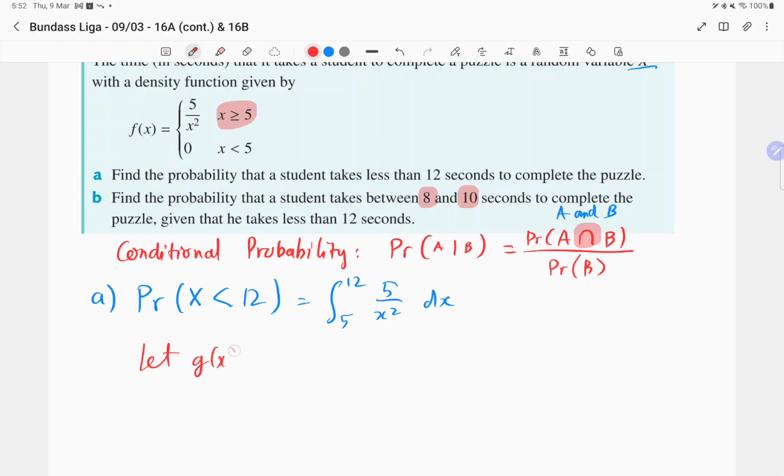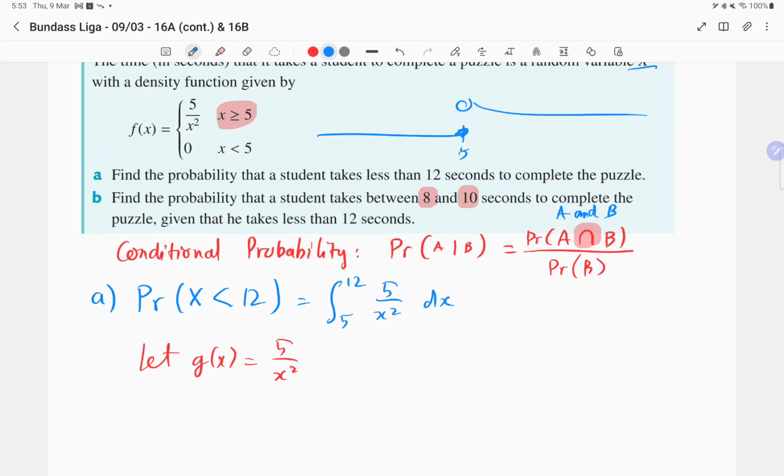Now, maybe try this. Let small g of x equal 5 over x squared. So I'm using a different notation, trust me on this. Call that function g of x. Because remember, f of x is a PDF, which means it has 2 conditions. When x is more than or equal to 5, it will be this equation there. But when x is less than 5, it's just 0. So at 5, it would be 0 before, and then after would be something like that.